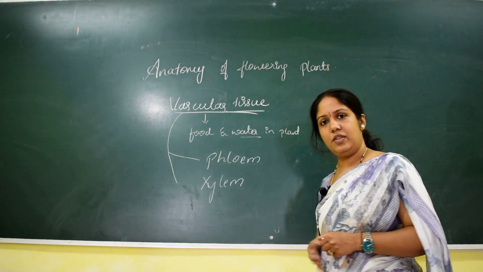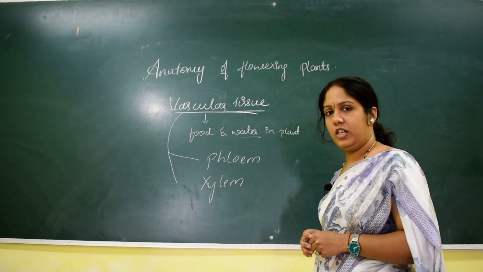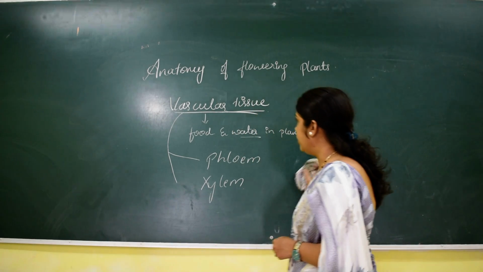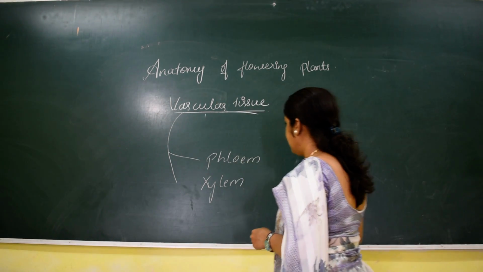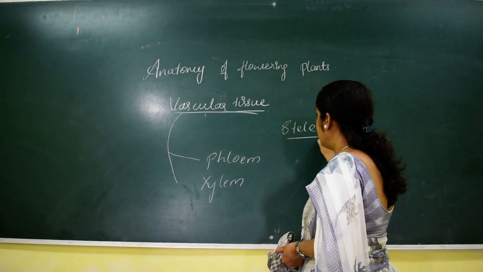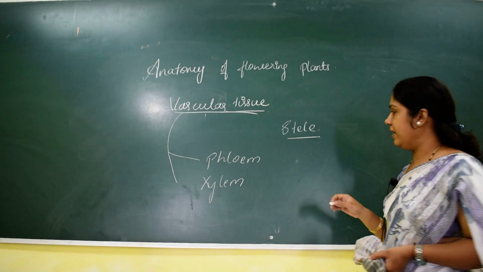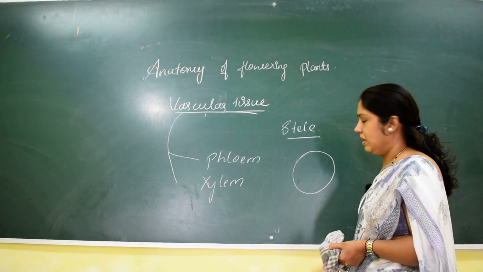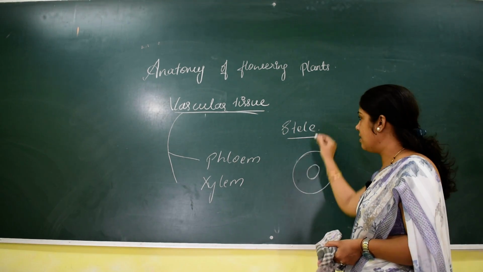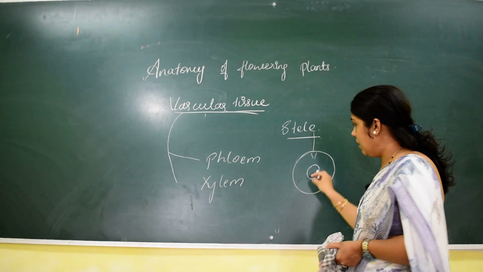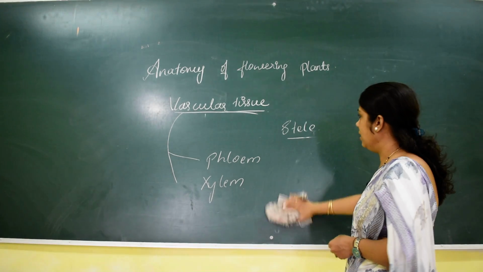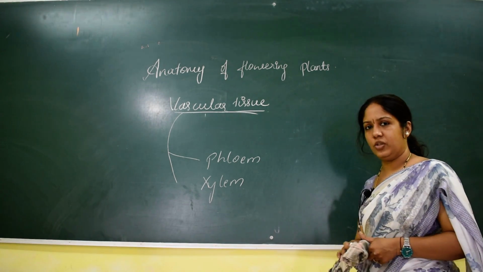Now based on the arrangement of the xylem and phloem in the vascular tissue, it is classified into different categories. The vascular tissue is mainly seen in the stellar region, or the stele. The stele is the center region. If I take a section of root or stem, the center part is called the stele. This stellar region consists of vascular tissue.